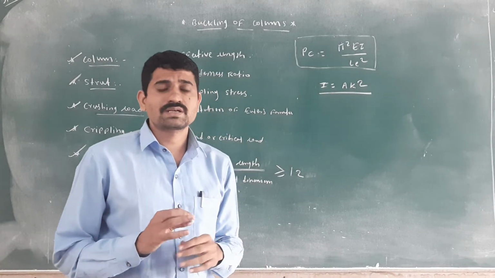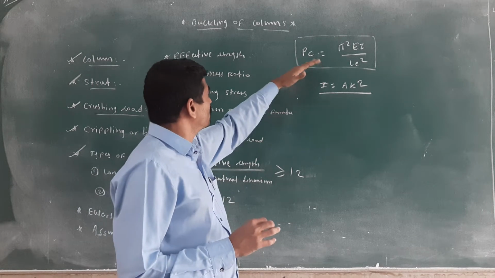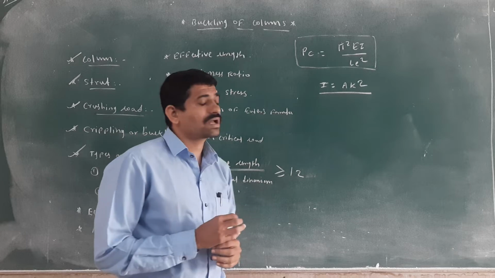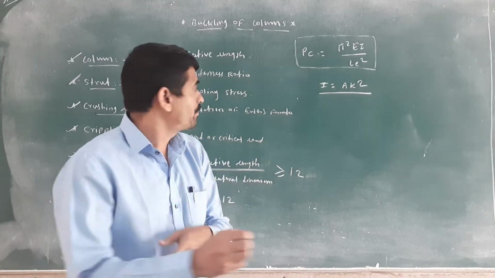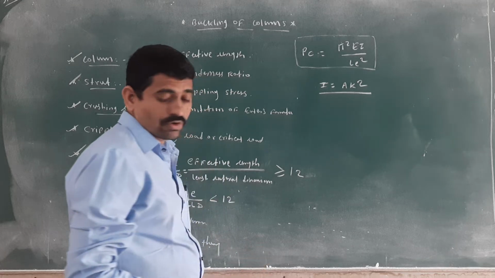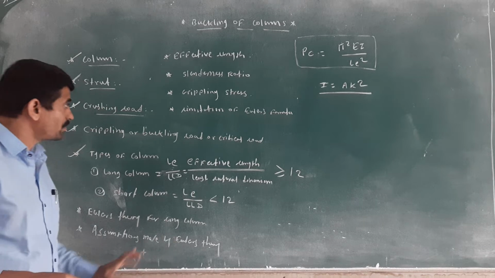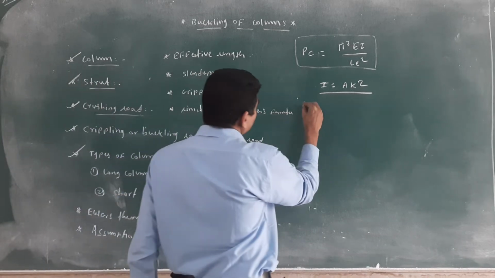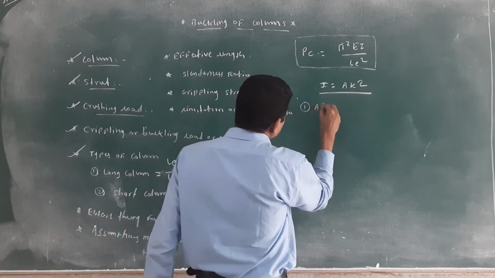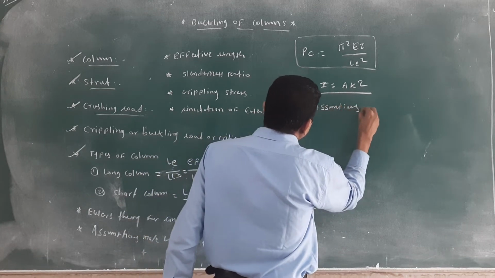The derivation is given, but I have skipped it. There is no need of the derivation. You have to remember this formula: PC is equal to pi square EI divided by LE square. Then next is the effective length. But before that, there are some assumptions made by Euler's theory. When we use Euler's theory, what are the assumptions made?